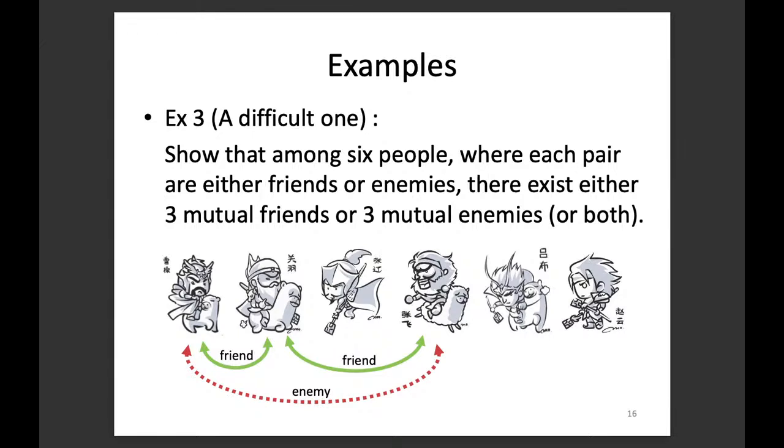So what does that mean? If we have just 5 people, there is no guarantee we must be able to find 3 mutual friends or 3 mutual enemies. For this example, it says that when we have 6 people, the scenario is different. No matter how complicated the relationships are, we can always find 3 of them such that they are mutual enemies, or they are mutual friends. So this is also a very interesting example.